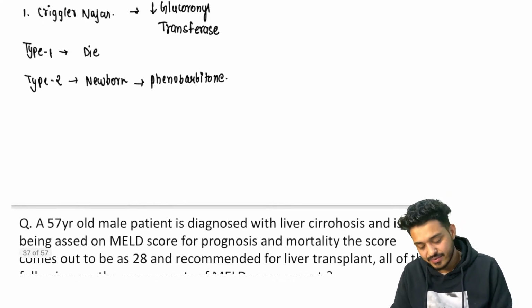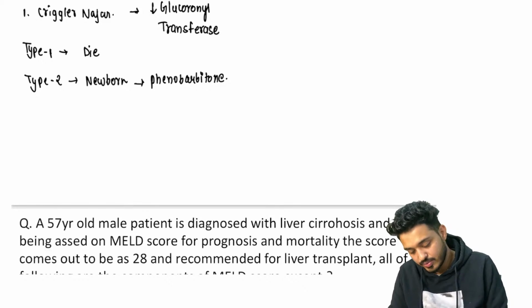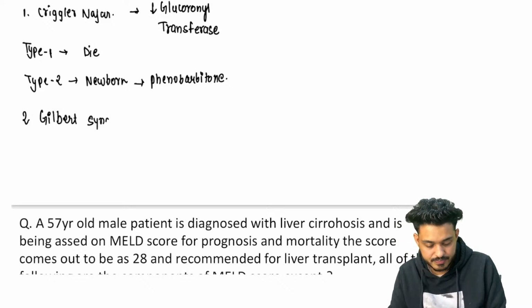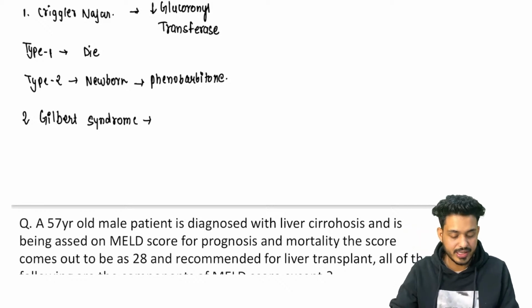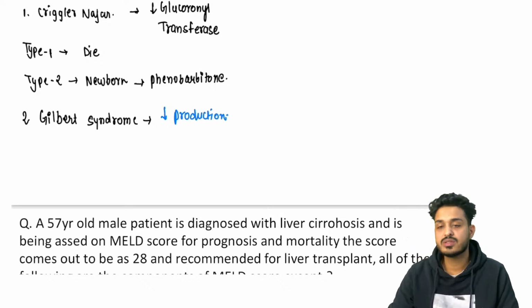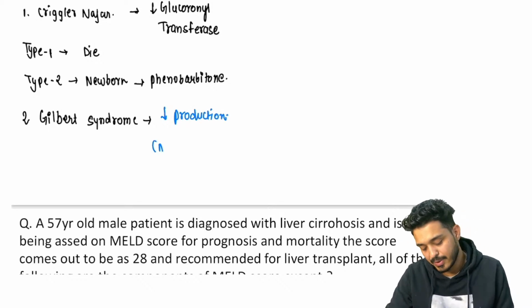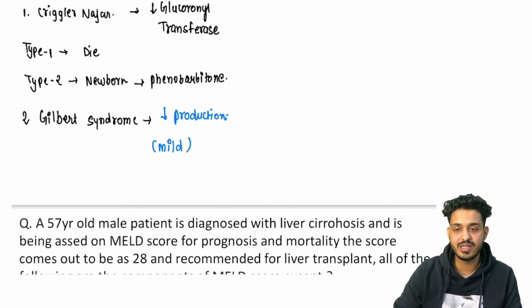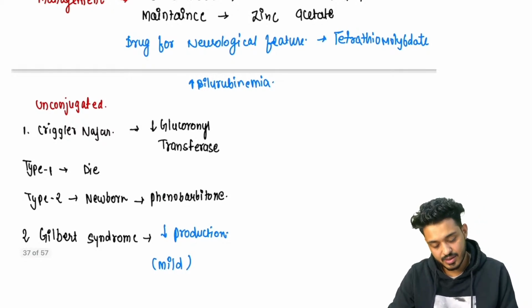Yes. Next, we are having is going to be your Gilbert syndrome. Crigler-Najjar or Gilbert syndrome. Here you will be having what? Here you will be having decrease in the production of the same enzyme. So it will be having a mild disease. It will be having a mild variant of the disease, Gilbert syndrome. Okay, so these are the two important things.